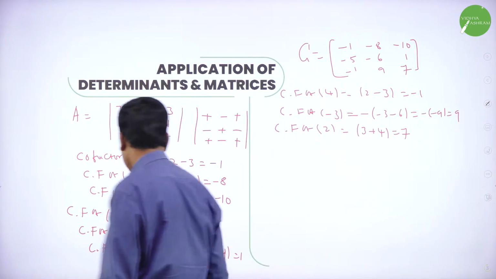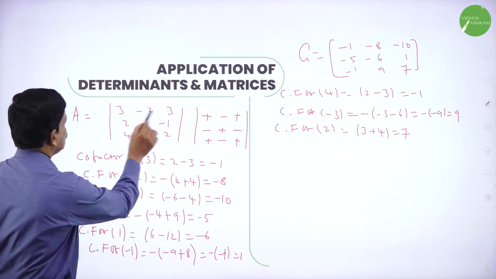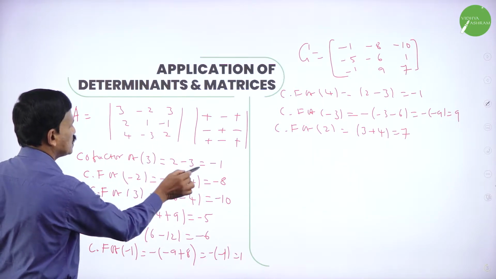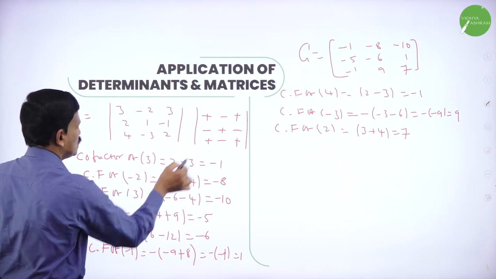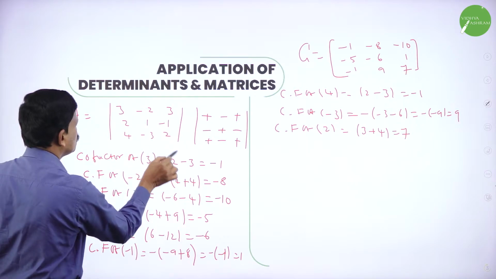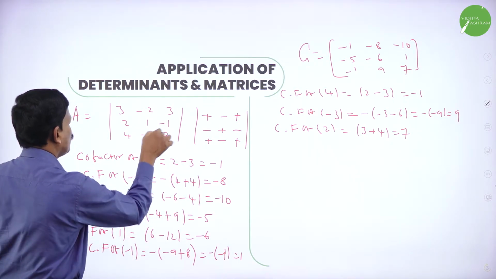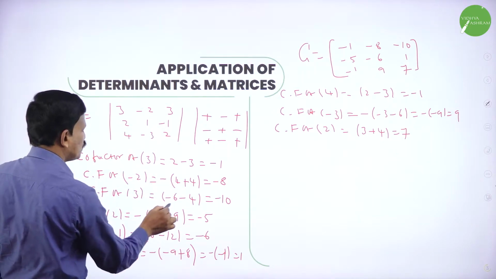Let me check once again. I will explain once again. So the cofactor of 3, this row and column is gone. 1 into 2 is 2, minus into minus plus, 3 1s are 3. So 2 minus 3 is minus 1. The cofactor of minus 2 is minus, this row and column is gone, 2 2s are 4, minus into minus plus, 4 plus 4 is 8. The cofactor of 3 is, this row and column is gone, 2 3s are 6, minus 4, minus 10.